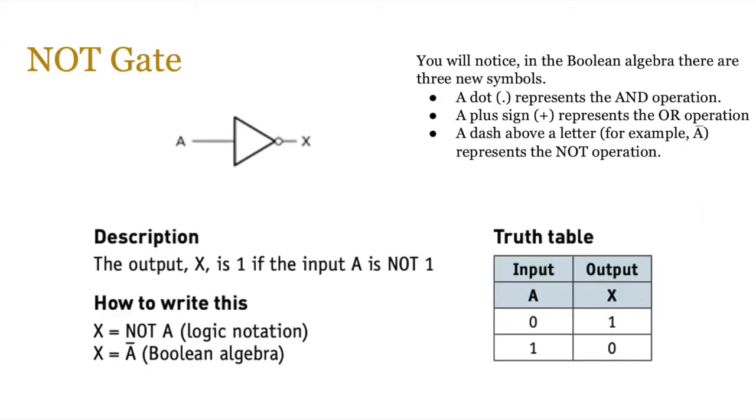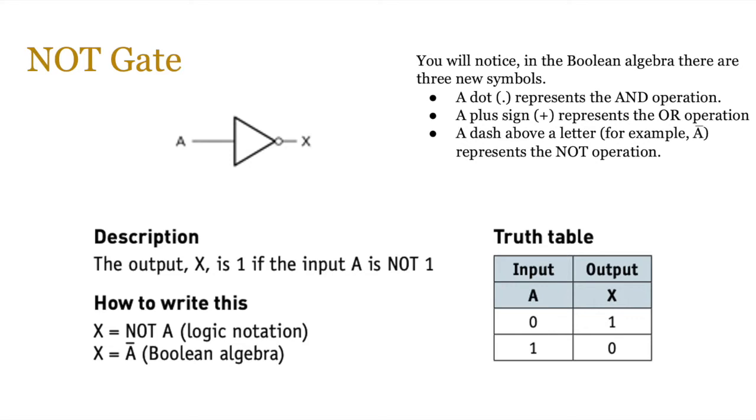So let's start by looking at the NOT gate. The description is basically the output X is 1 if the input A is not 1. Now we can write it in Boolean algebra as X is equal to A, and we put this little line on top, which means that it is the inverse of A. So if A was 1, A with the line on top is 0.